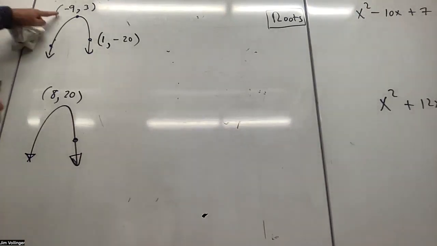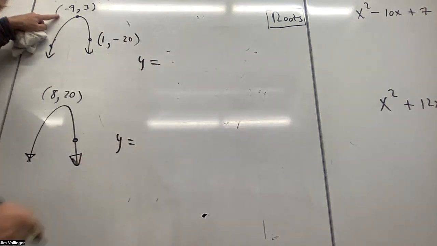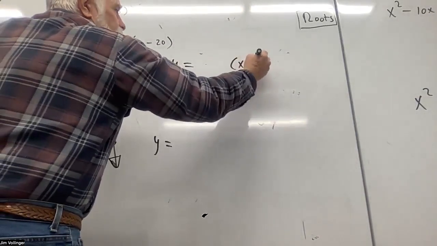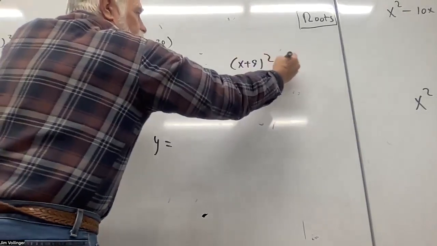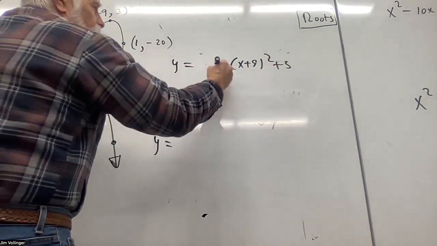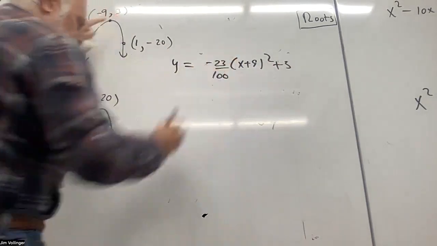All right, so vertex. So y equals, I got to do that with each of these. Can we see what we're looking at? Okay. X plus 9 squared plus 3. Quadratic change, negative 9 to 1 is 100 units of change. 3 to negative 20, down 23.